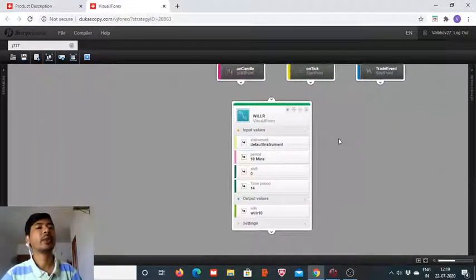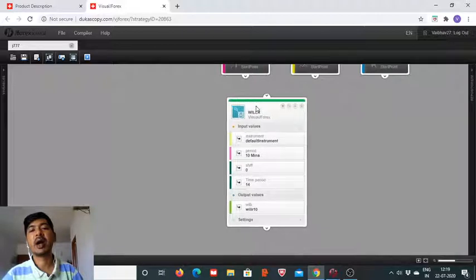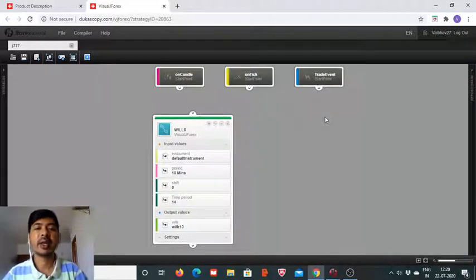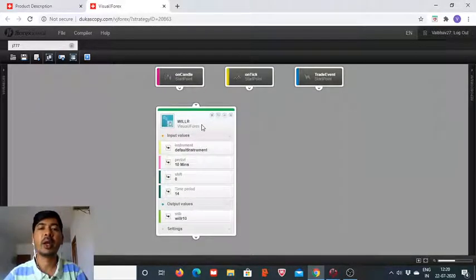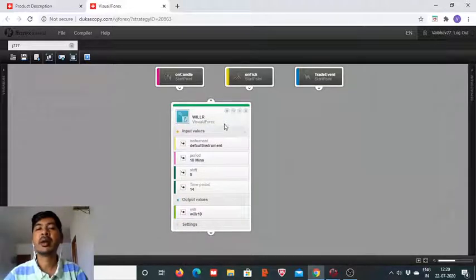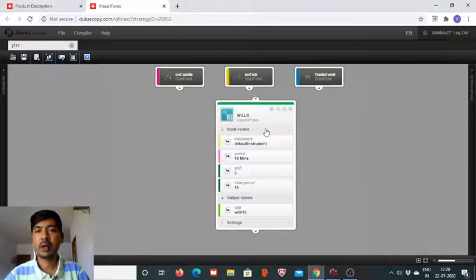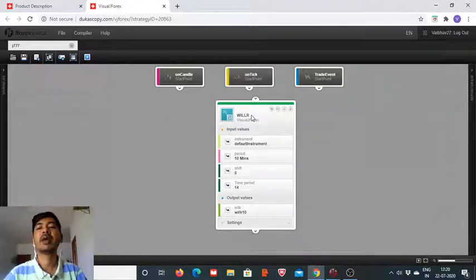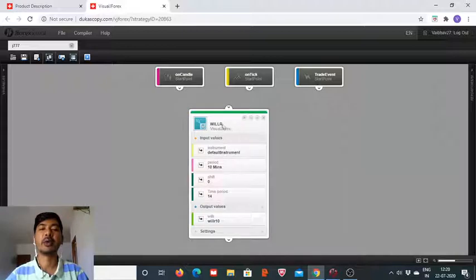Here is the block of Williams percentage R on the Visual JForex platform developed by the Dukascopy Bank SA, which can be used to automate our trading system. We need not be spending time in front of the screen watching all the ticks, all the price moves. Rather, we can define certain conditions, and accordingly the algorithm will execute the trade.